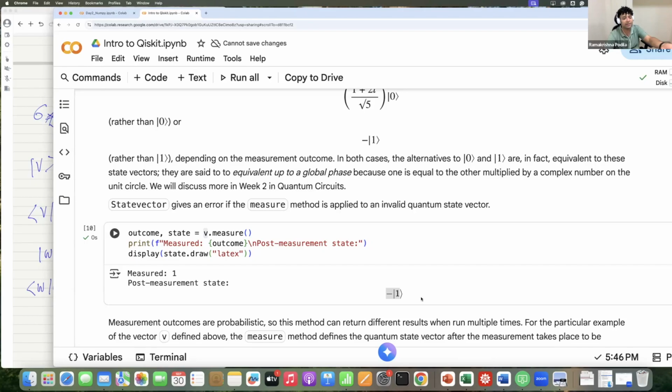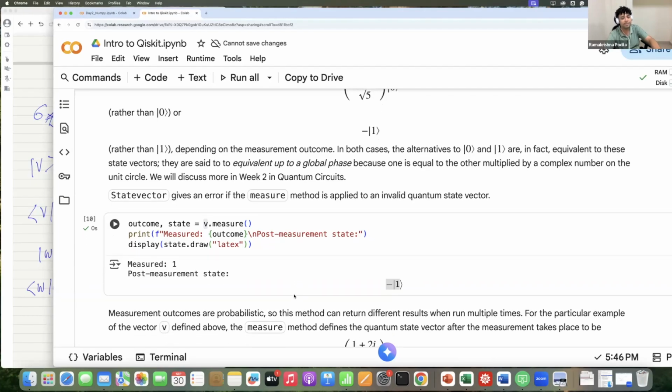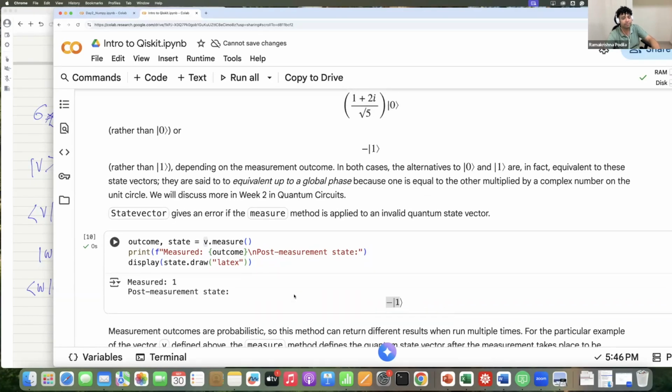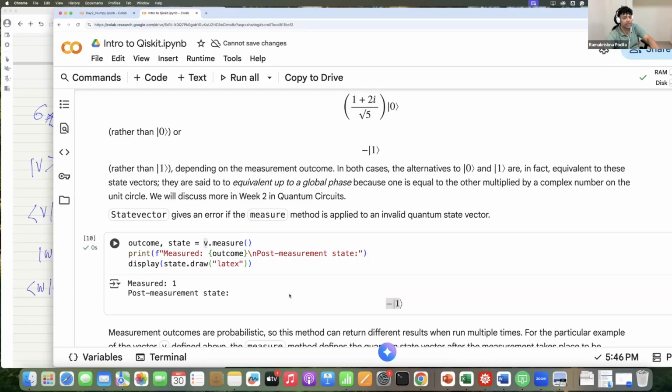Will I get the same result? What do you think? Please answer in the chat. If I run this again, I ran it once, I got -1. If I run it again, will we get the same thing?